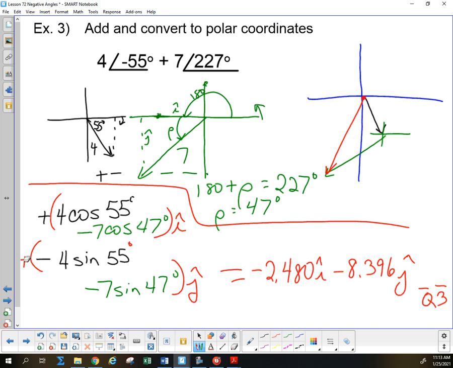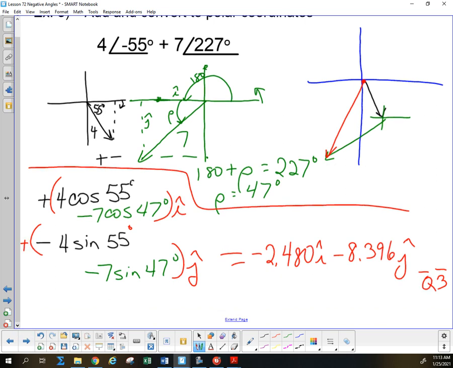Now to convert back. Now what I need to know is this positive angle all the way around to my final vector in the third quadrant. So to do that, I need this reference angle piece so I can figure out how to actually write that. So I have my j hat is the negative 8.396, and my i hat is the negative 2.480.